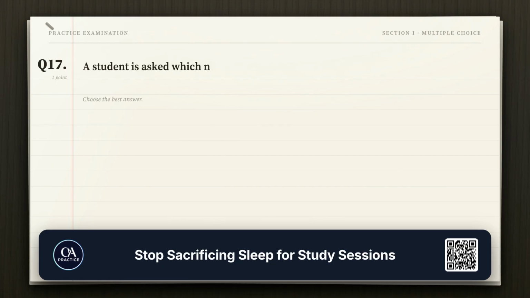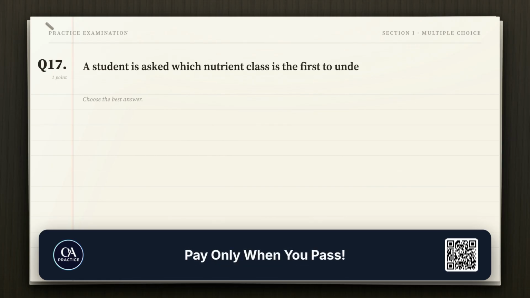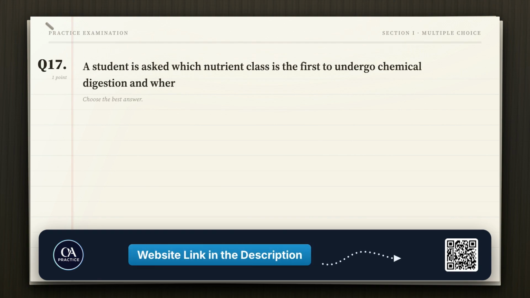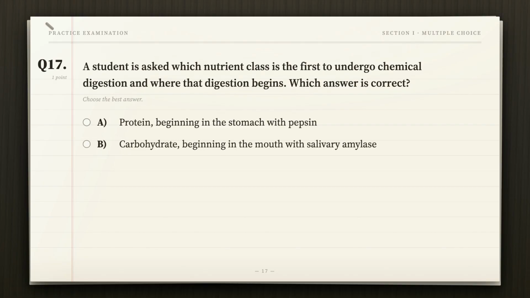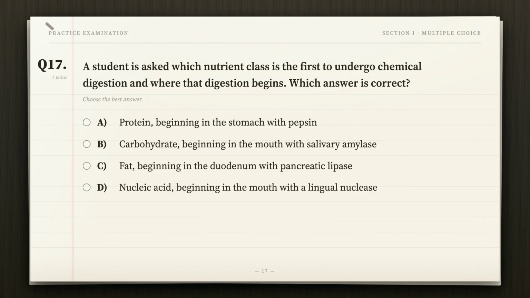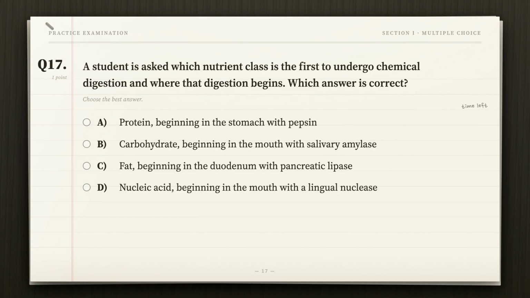Question 17. A student is asked which nutrient class is the first to undergo chemical digestion and where that digestion begins. Which answer is correct? Your options are A. Protein, beginning in the stomach with pepsin. B. Carbohydrate, beginning in the mouth with salivary amylase. C. Fat, beginning in the duodenum with pancreatic lipase. D. Nucleic acid, beginning in the mouth with a lingual nuclease. Which one is it? Pause the video if you need more time.